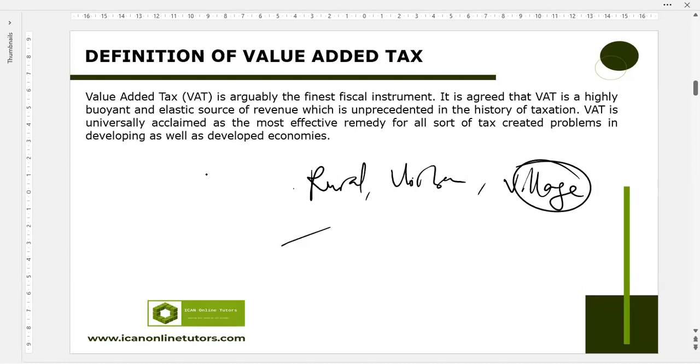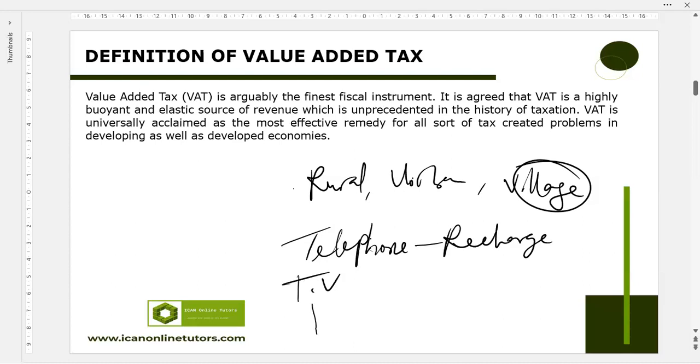Because most of the villages are now modern, they use telephones and recharge their lines. Apart from that, they consume TVs, radios, and electricity. So one way or the other, they pay VAT. Everybody in Nigeria, in this country, pays, except those who have chosen fasting over eating.